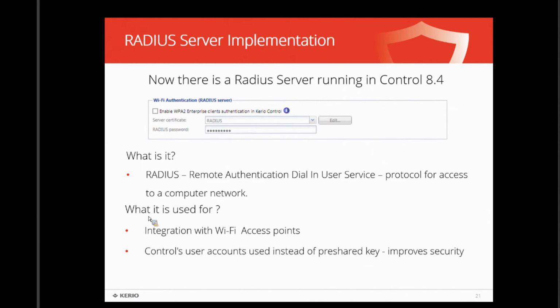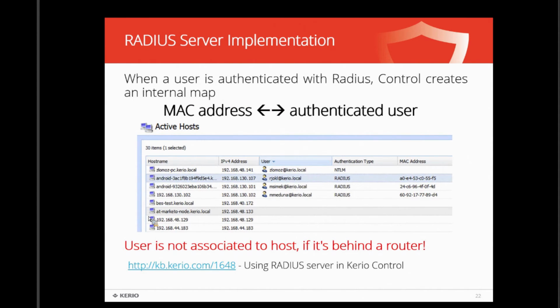So the Kerio Control user account is used instead of a pre-shared key, as I said previously. It improves security, and this Radius server improves the user experience by eliminating a step of authentication, because users don't have to remember some additional password to get access to your wireless infrastructure. Every time they use only their username and password, so they definitely know this. Or at least they should know about it.